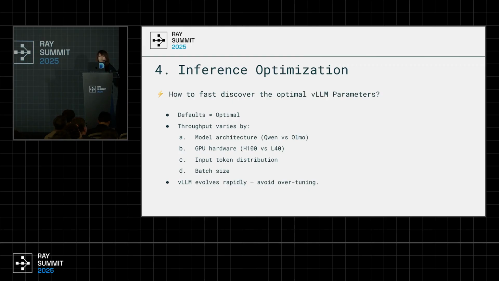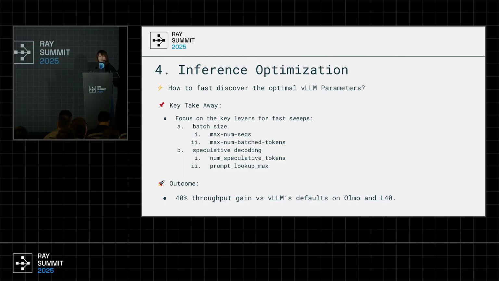And a lot of the vLLM parameter benchmarking is done on H100 or A100. When we don't have enough H100 nodes and we adopt these parameters to L40, it turns out they're not optimal at all. And the data, like token length and batch size, also changes these settings. We also don't want over-engineering, because vLLM releases very quickly, and today's parameters are going to be outdated tomorrow. So how do we quickly discover the optimal vLLM parameters? This is our key takeaway, and we'd like to share it after the talk.